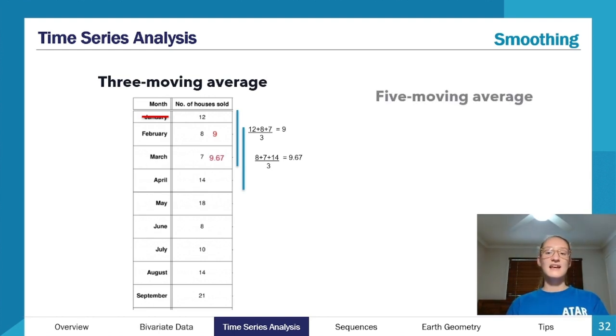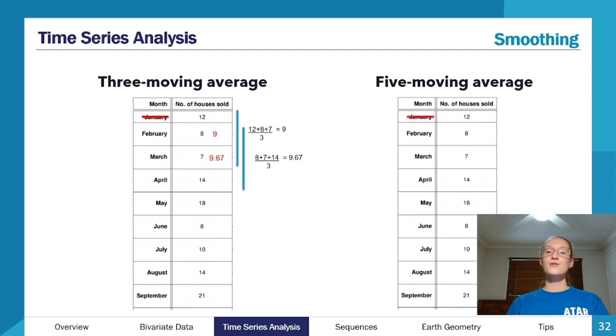We can do the exact same all the way through. We can also do the exact same with the 5 moving average, the main difference being that we lose our first 2 data points. That's because we don't have 2 points before January to use, and we don't have 2 points before February to use.